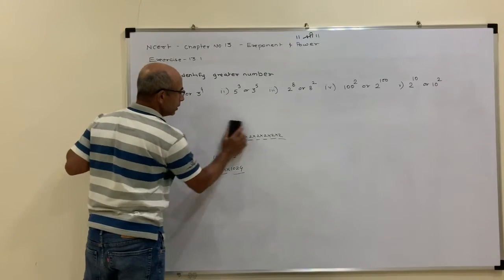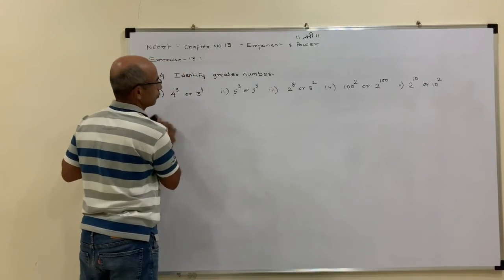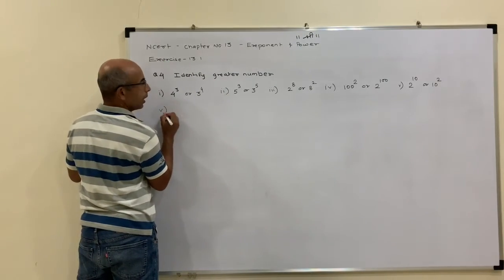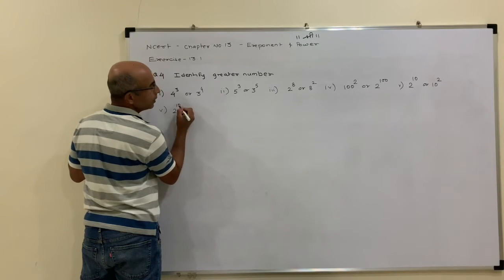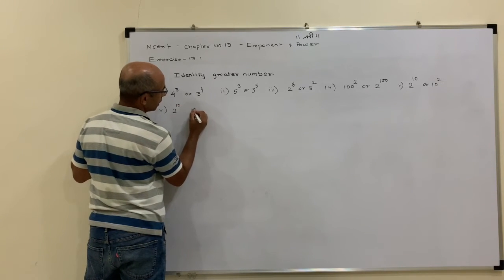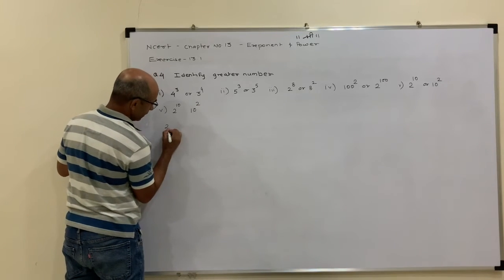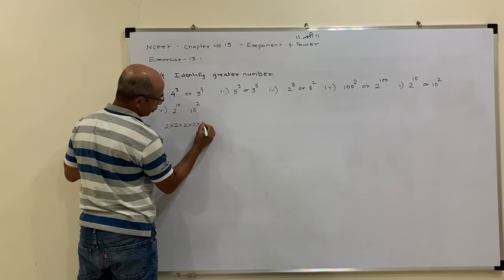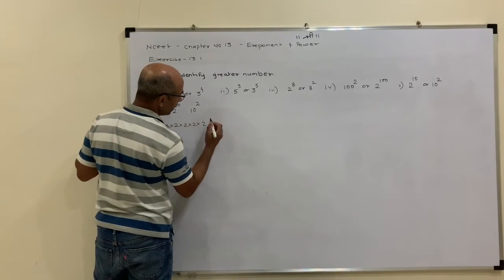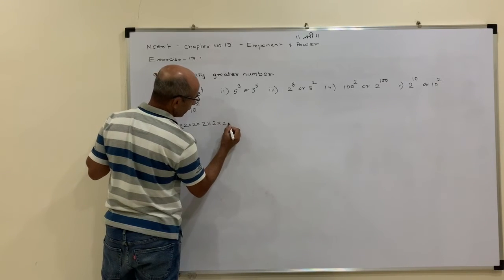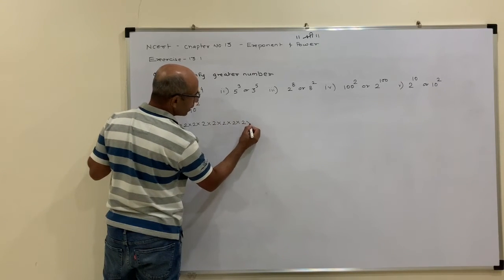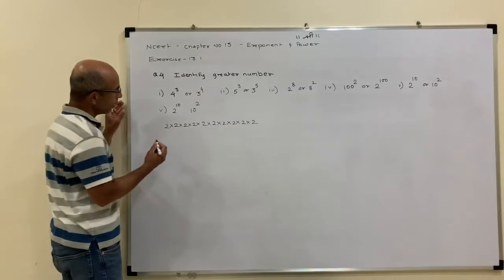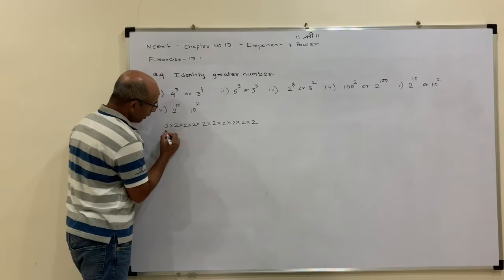Now we move on to the fifth one. Again 2 raised to the power 10 or 10 raised to the power 2. Similarly, 2 into 2 into 2 into 2 into 2, 1, 2, 3, 4, 5 and then 6, 7, 8, 9 and 10. Now to save the space and to sort out the problem quickly, I will do it a little bit in a hurry, a little bit fast.